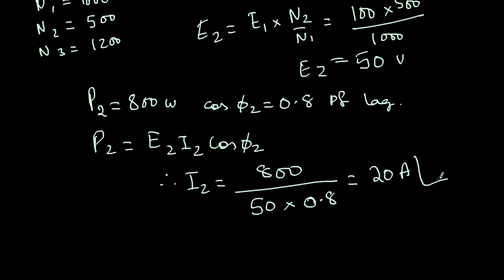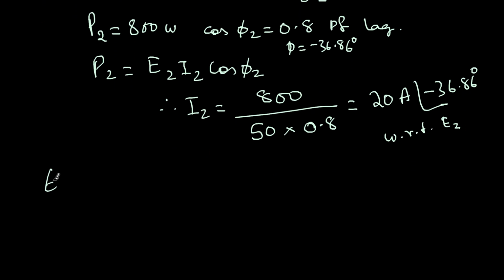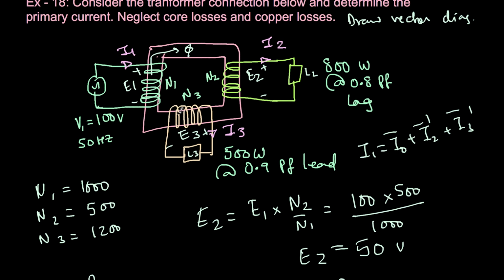Now you also know 0.8 power factor lag will mean phi 2 will be minus 36.86 degrees because of the lagging power factor. So minus 36.86 degrees. This is with reference to E2. So this is I2. So now let's calculate E3. What is E3? There is a transformer action going on between these two also. Depending on the turns ratio of N1 and N3, EMF will be induced in E3. So that is what I want to find out.